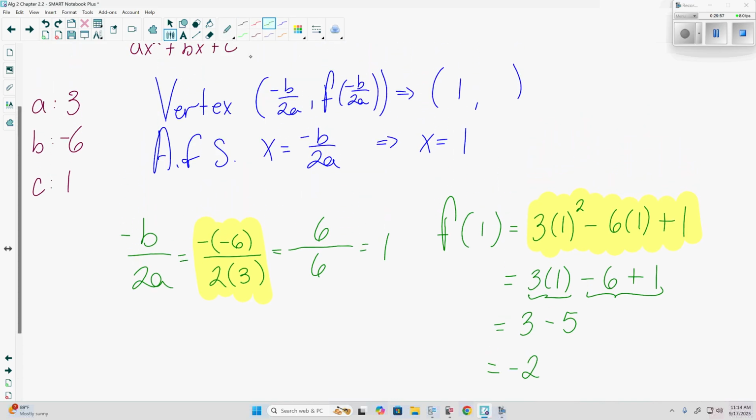Which means I can come back up here, plug in negative 2 for the y value of the vertex. So our vertex is the point 1, negative 2. Axis of symmetry, x equals 1. So really we just use the negative b over 2a to find the x value, our h, because we're talking vertex form. Negative b over 2a to find these two, plug it into the function to find the other value. Questions on this here?